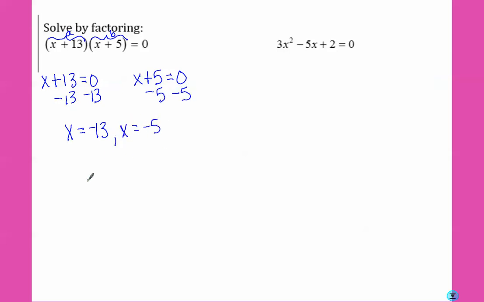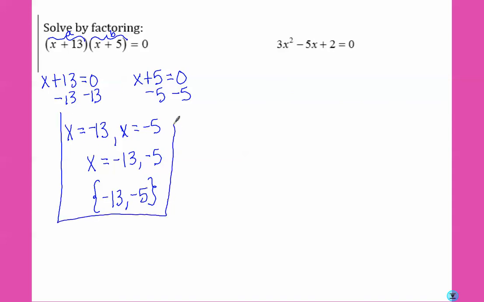So you could write them separately like that. You could write them as x equals negative 13 and negative 5. Or if you wanted, you could use curly brackets and put negative 13, comma, negative 5. Make sure if you're going to write it this way, though, that you use curly brackets and not parentheses. Curly brackets mean a list. Parentheses mean a coordinate point. And you don't have to write it all 3 ways every time. Just pick whichever one you like best.